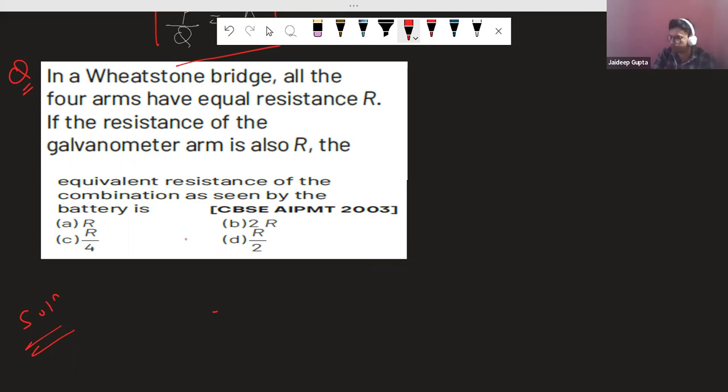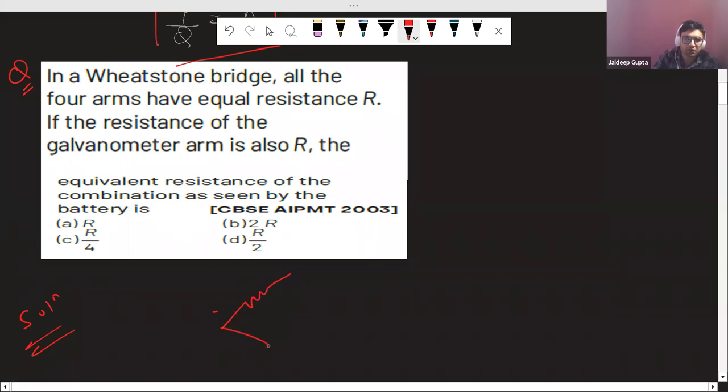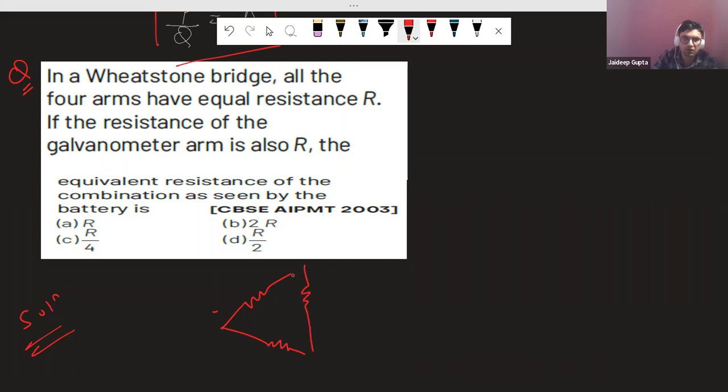Now, in Wheatstone bridge, all four arms have equal resistance. If the resistance of the galvanometer arm is also R, the equivalent resistance of the combination is. Now, first of all, we have to check the condition: the bridge is balanced or not.